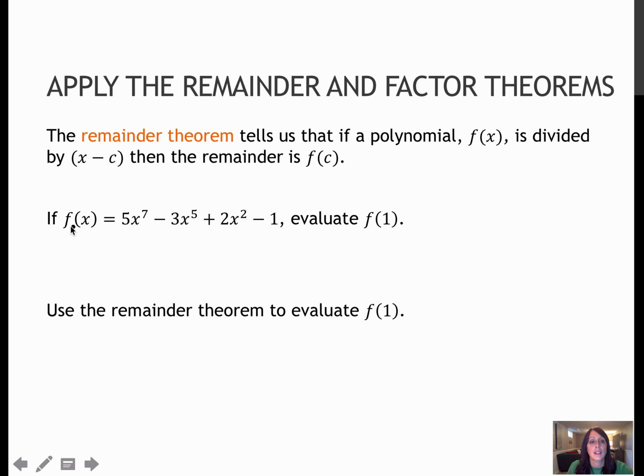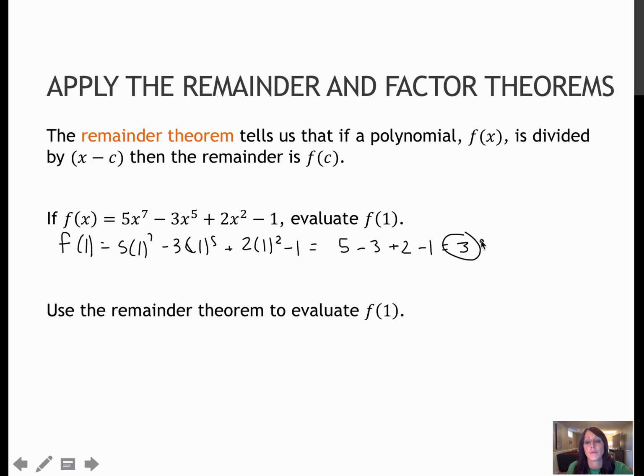Let's take a look at our polynomial f of x, and I want to evaluate f of 1, which means every time I see an x, I replace it with a 1. And that gives me 5 times 1 to the 7th, which is 5, minus 3 times 1 to the 5th, which is minus 3, 2 times 1 squared, which is 2, and then minus 1. That gives me 5 minus 3, which is 2, plus 2, which is 4, minus 1, which is 3. So what that tells me is that f of 1 is 3.